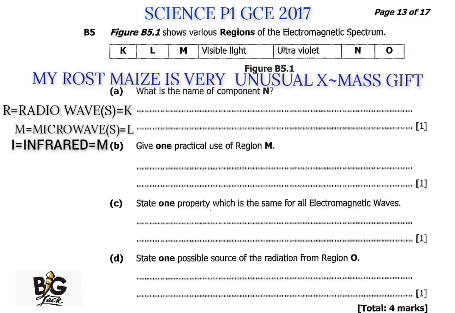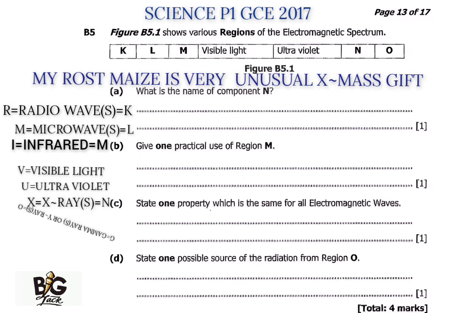Then very, which is V, is going to represent visible light, which is on figure B 5.1 already. Then unusual, I'm going to say U, ultraviolet, which is on figure B 5.1. Then we have Xmas, which is X, I'm going to say X rays. Then the last one, which is gift, G, is going to represent gamma rays.